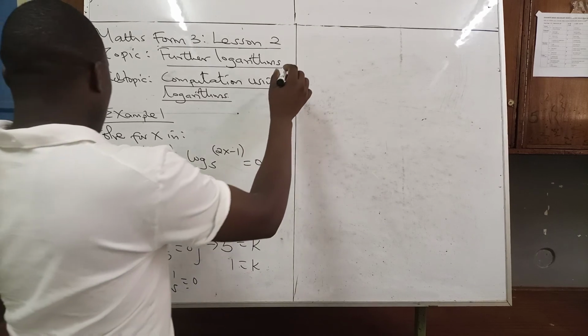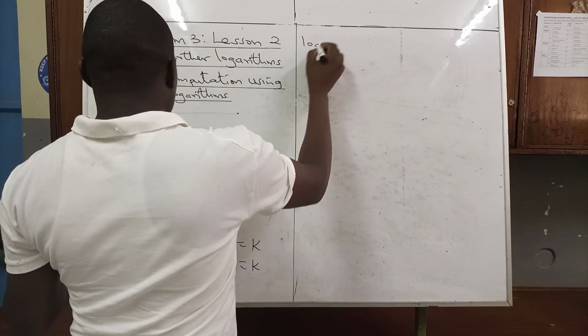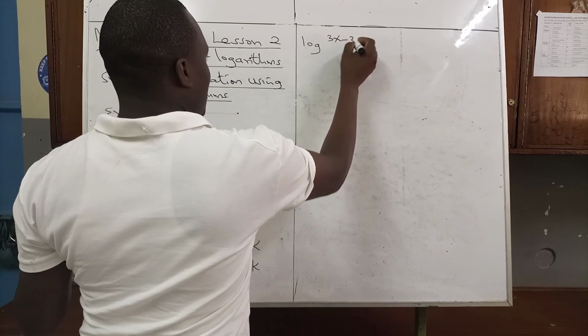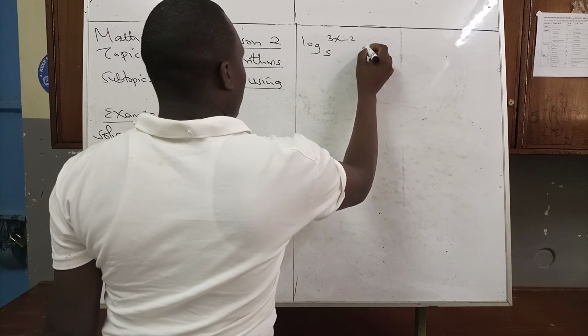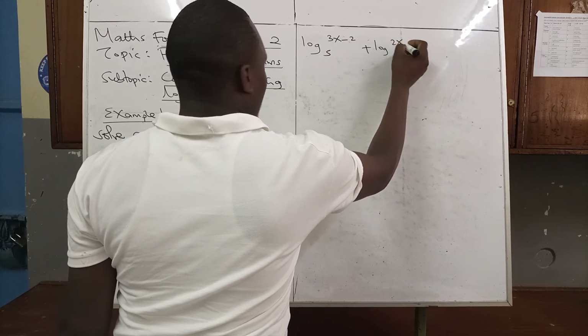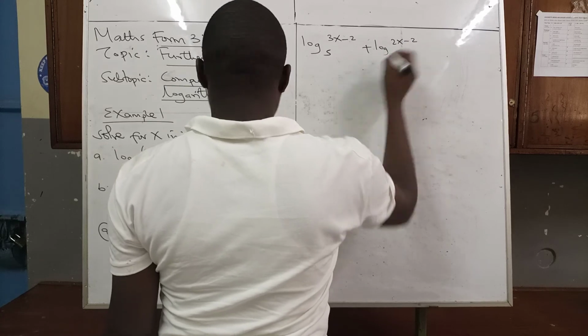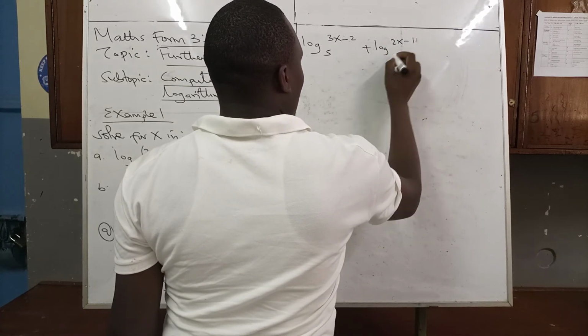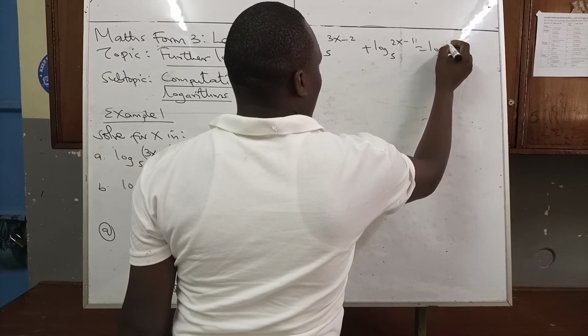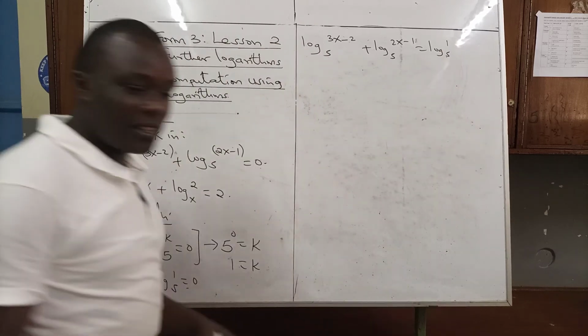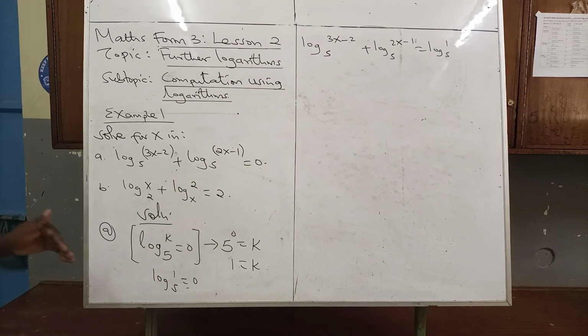So you will see me coming here and saying we have log (3x minus 2) into base 5, plus log (2x minus 2 minus 1) into base 5 is equal to log 1 into base 5. Instead of 0, I've just used log 1 into base 5.